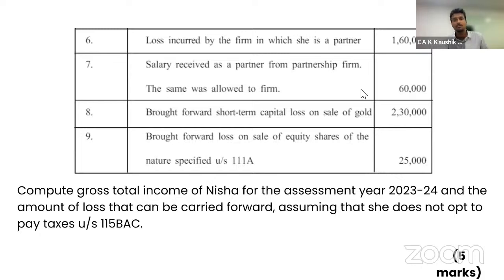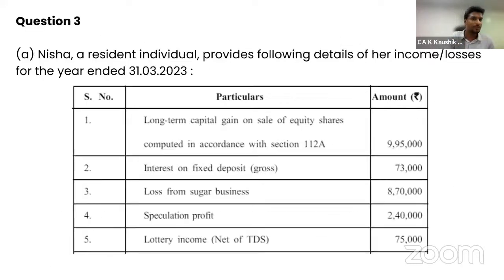The first head of income: there is no information about income from salary. Is there any income from house property? There is no information about income from house property.